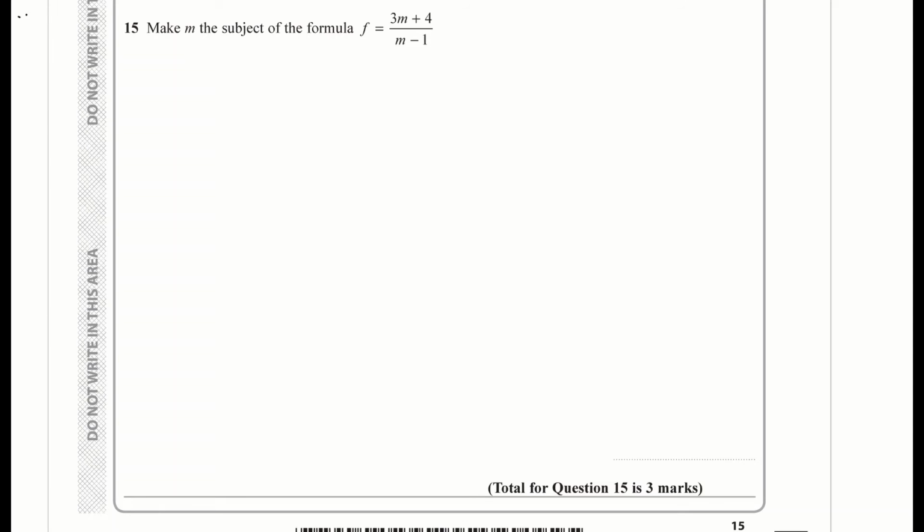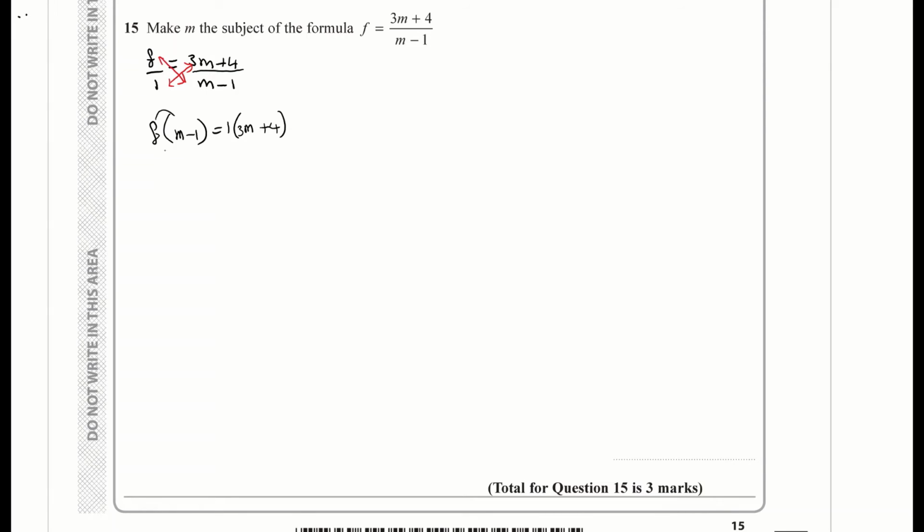Question 15, make m the subject of the formula f is equal to 3m plus 4 over m minus 1. So first thing I'm going to do is make that f into a fraction, so f over 1, equals a fraction. That's my first step. When I have fractions equal to fractions, I can get common denominators, but the easy way is to cross multiply. It doesn't matter which one goes first, so I'm going to go f multiplied by m minus 1 is equal to 1 multiplied by 3m plus 4.